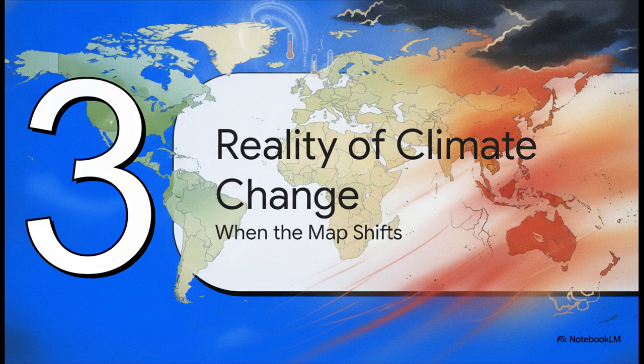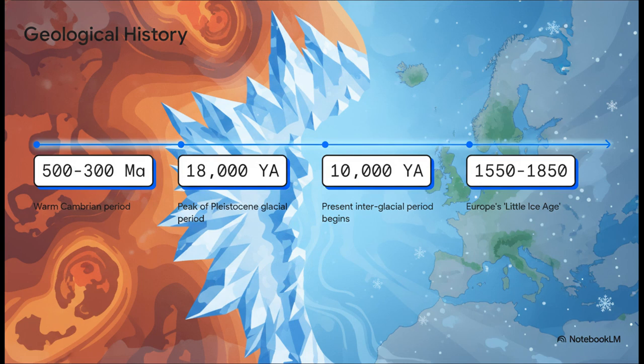Which brings us to Section 3, the reality of climate change. What happens when a map shifts? Okay, so we've mapped out this beautifully organized world using Köppen's scheme. But what happens when these established, neatly categorized climate zones start to experience dramatic, undeniable shifts? First, we have to acknowledge that variability is completely baked into the Earth's history. Geological climate change is a totally natural, continuous process.